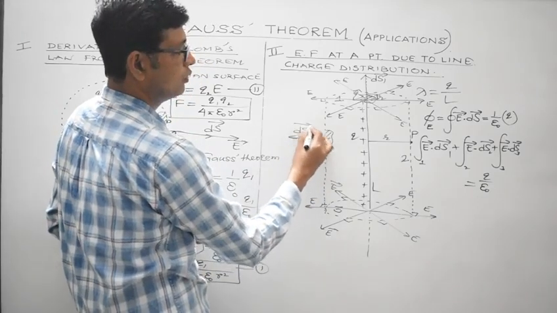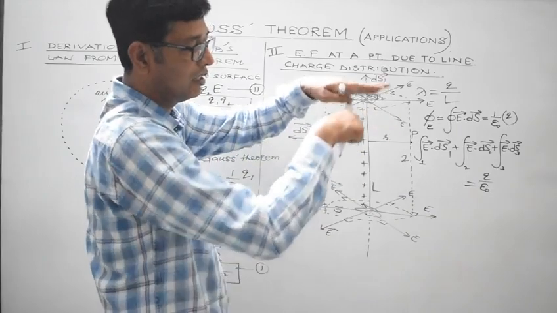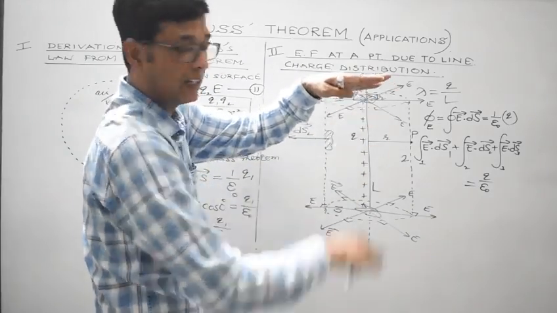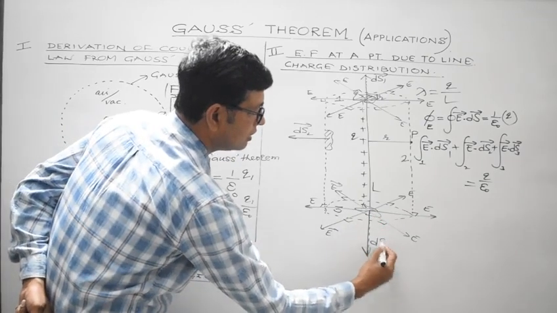This is ds2, right? And for the third surface, the bottom, the area vector is again outward, that is, in this case, in the downward direction, like this. This is ds3.